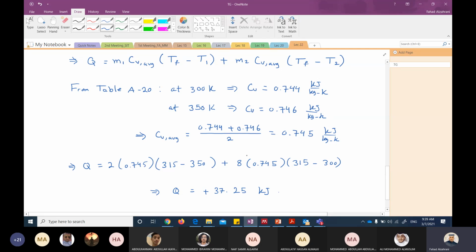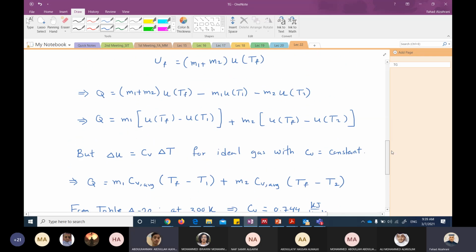Any questions here, guys? Did I explain how we can evaluate the heat transfer for an ideal gas with constant CV? Clear.